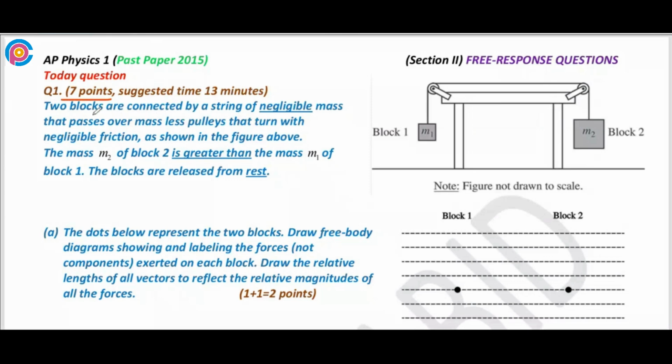So we have two blocks connected by a string of negligible mass, as shown in the figure, passing over massless pulleys that turn with negligible friction. The mass of M2 is greater than M1, and both blocks are released from the rest position.